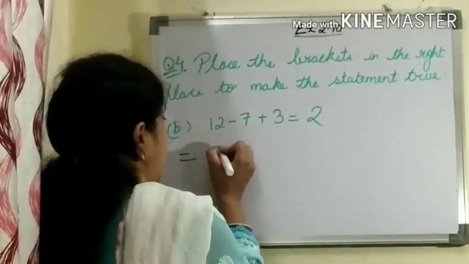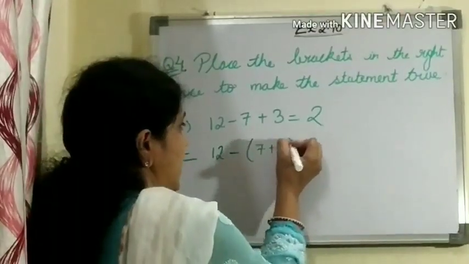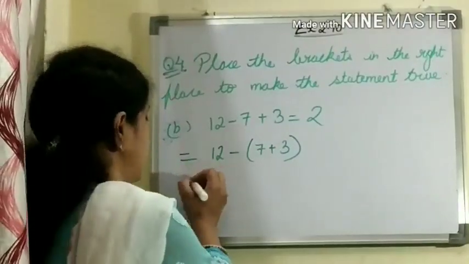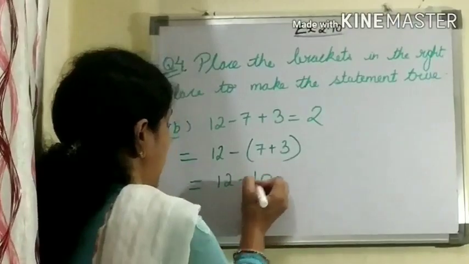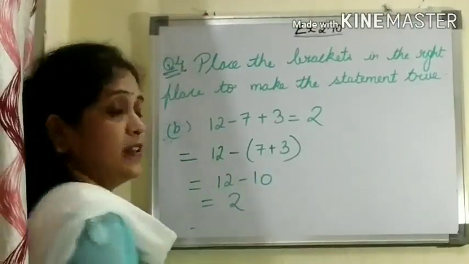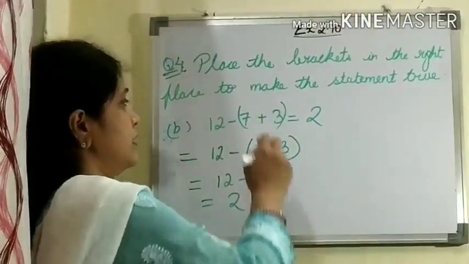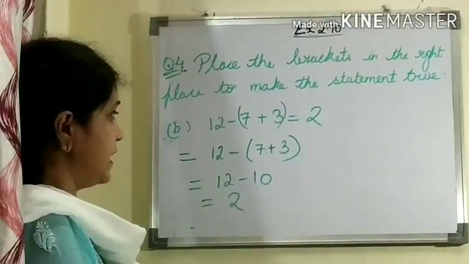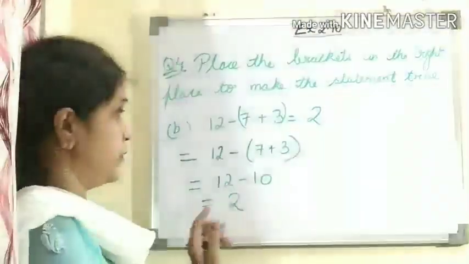So where should I place the bracket, just think over it. Whatever will be inside the bracket will be evaluated first. If I put the bracket in this form, then the answer will be 12 minus 10, and the answer comes 2. Is it correct? So where will the bracket be? The bracket will be here. Have you understood? Why did it come? Because if we put the bracket here and evaluate, the answer comes. Similarly, you do C1 also.